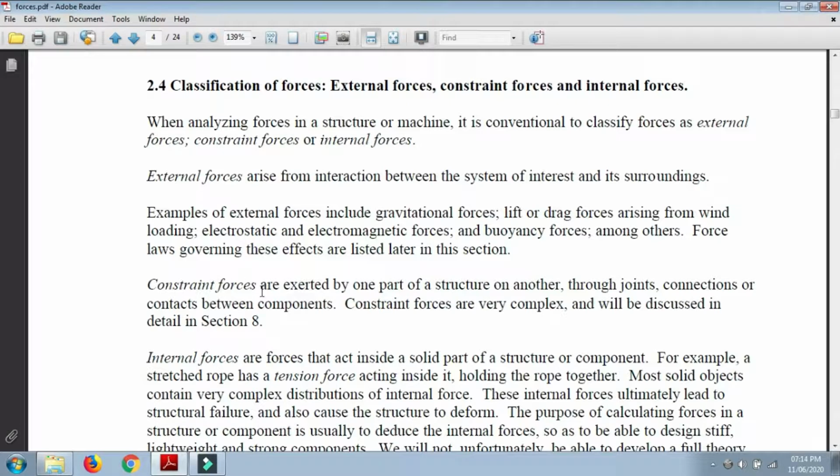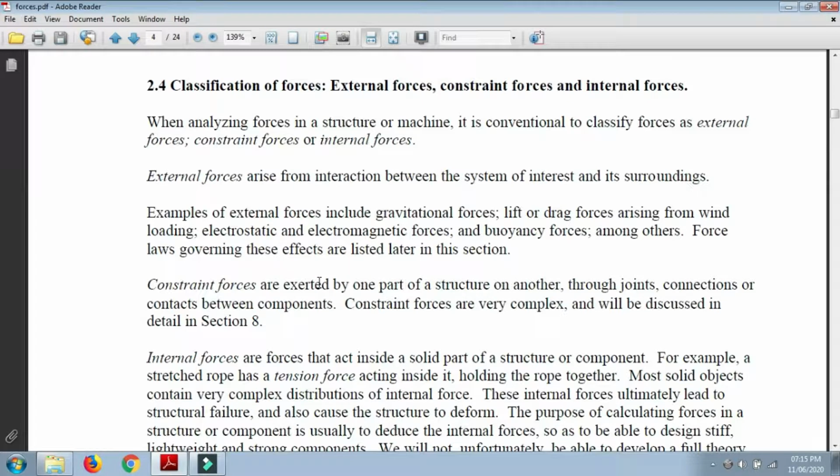Okay. Then there are also constraint forces, very important. When we end chapter 4 and go to chapter 5, these forces we will study a lot in chapter 5, chapter 6, chapter 8, and to some extent in chapter 9, on gravity, center of gravity and centroids of objects. So what are the constraint forces? The constraint forces are exerted by one part of a structure on another through joints, connections or contacts between the components.